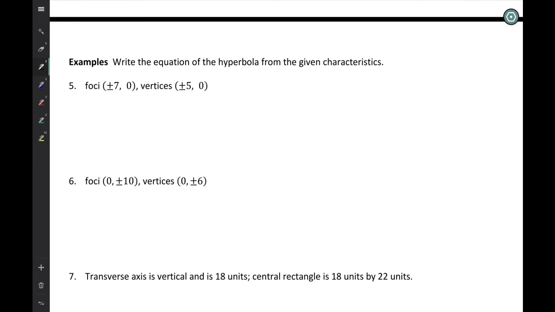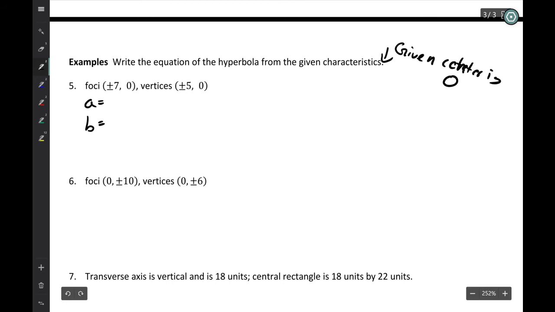Okay, this is the same thing as with an ellipse. You need to know three things. You need to know A, you need to know B, and you need to know the center. Okay, so A is equal to, B is equal to, and then you got to see the center. Well, for all of these, the center is at 0, 0. So right up here, given center is 0, 0. You guys know what that means.